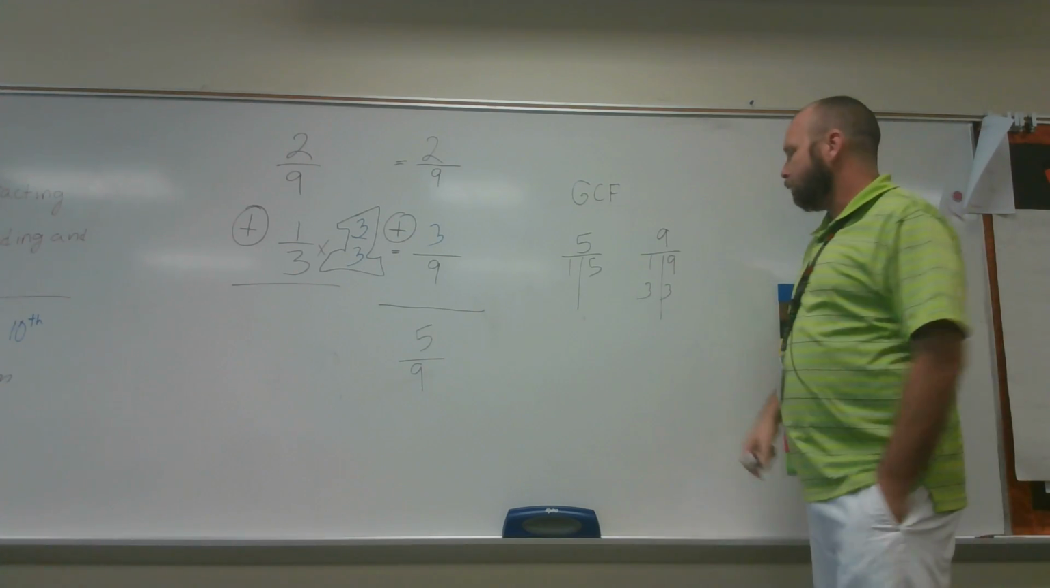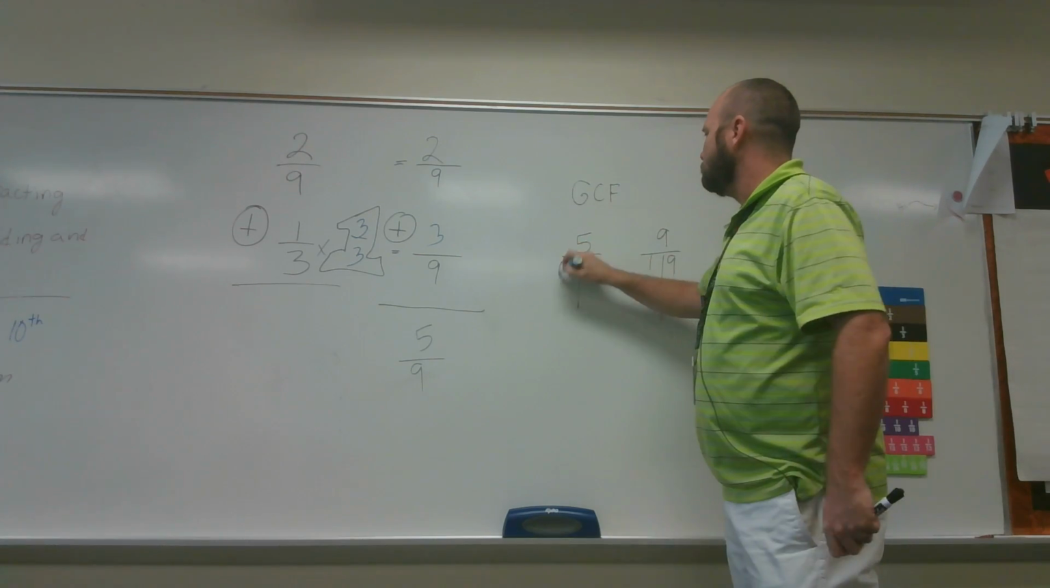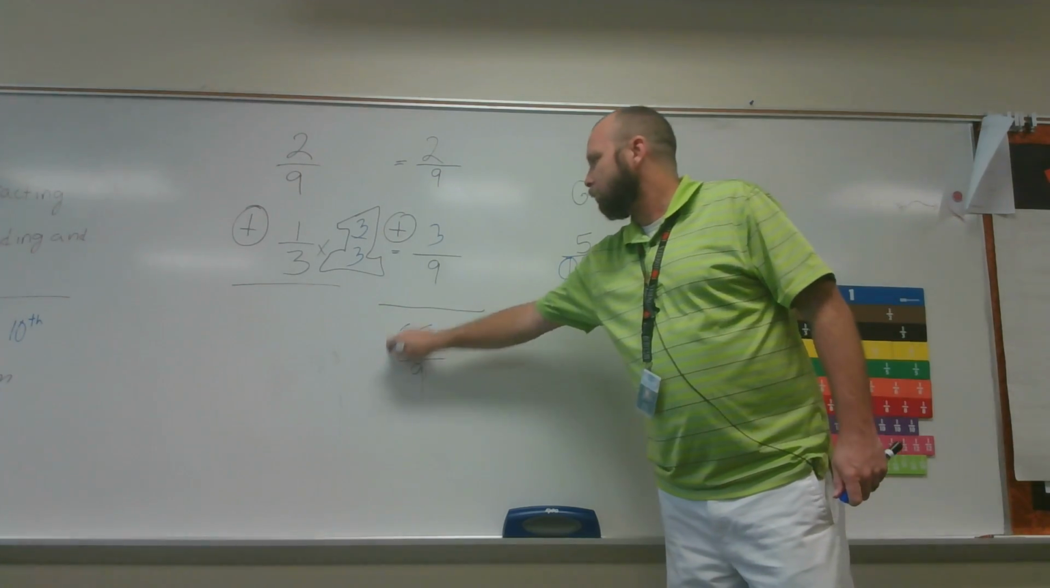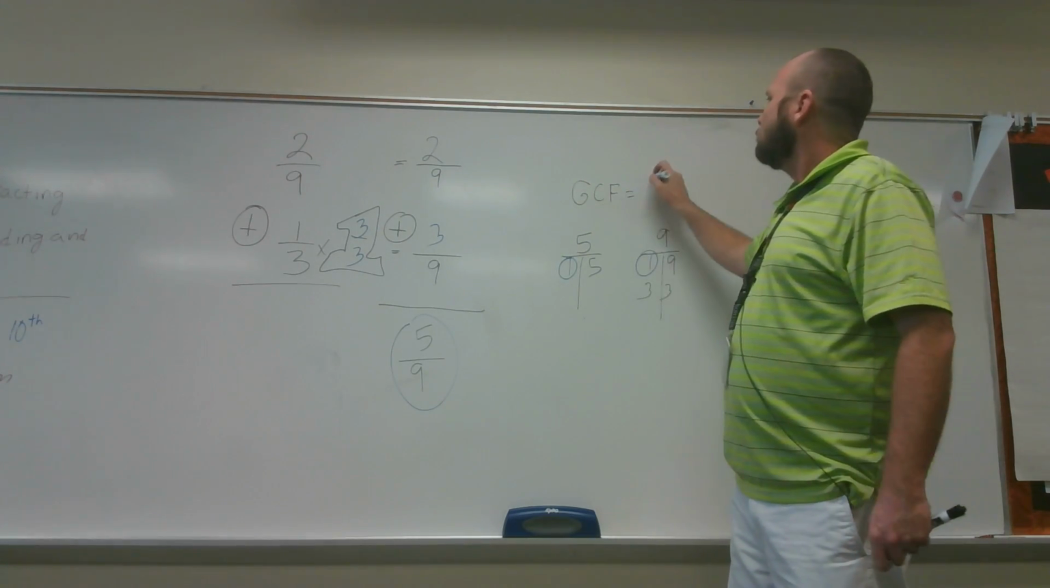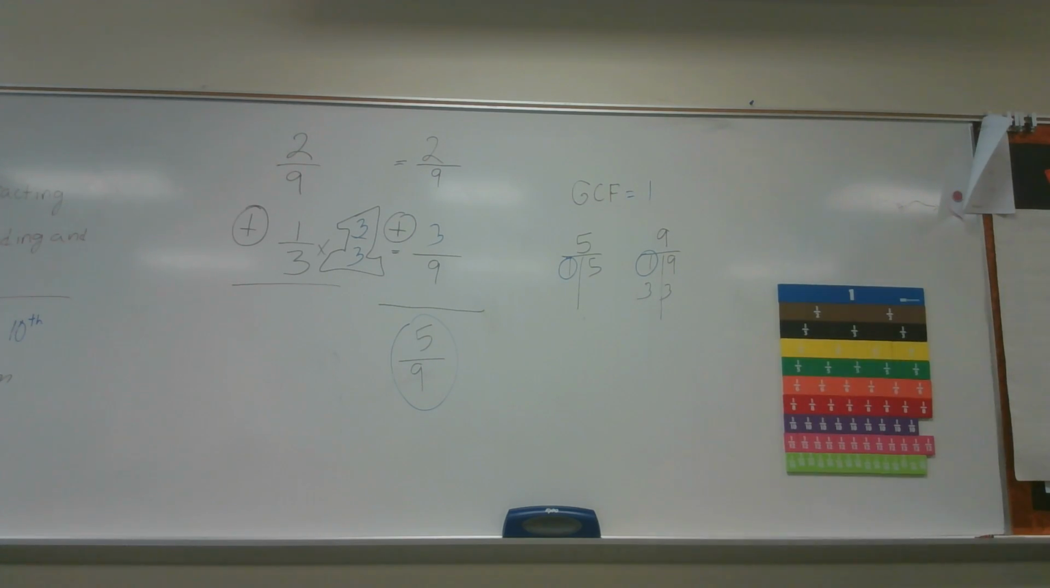Now we find everything they have in common. The only thing they have in common is a 1. So the greatest common factor? That means the greatest common factor is 1. If the greatest common factor is 1, that fraction's already in its lowest terms. It is simplified. So your answer would be 5 ninths.